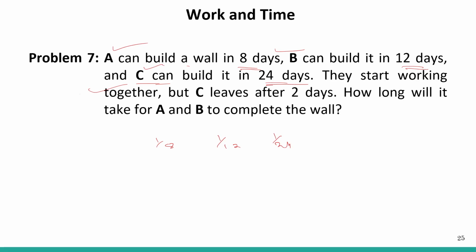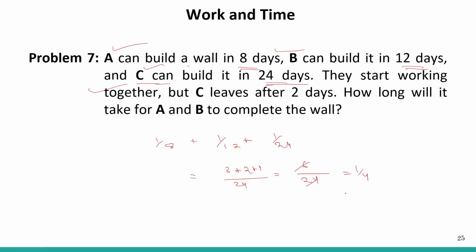Initially they started working together, but C left after 2 days. So how long will it take for A and B to complete the wall? We start by calculating the combined work rate. It will be 24, 3 plus 2 plus 1, so this is 24. 5 plus 1 is equal to 6. So 1 by 4 is the combined work rate.